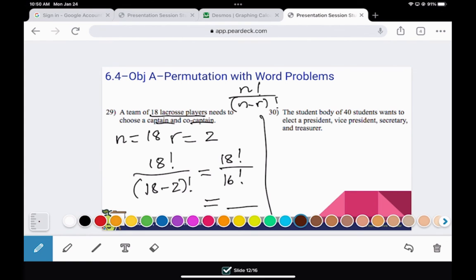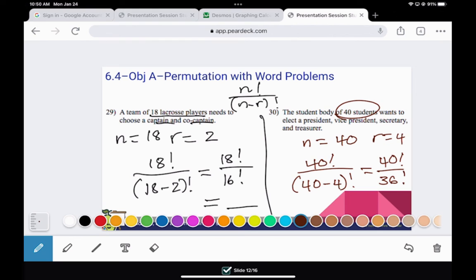Same thing with this one. You have n, we have 40 students. You're going to choose president, vice president, secretary, and treasurer. So that all would be 4. So 40 factorial over 40 minus 4 factorial.